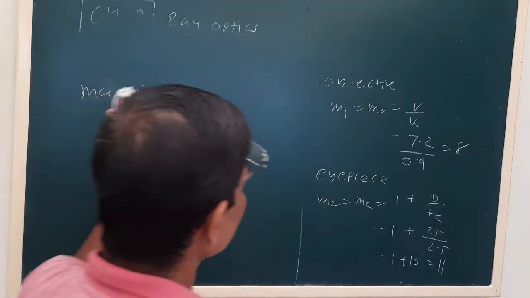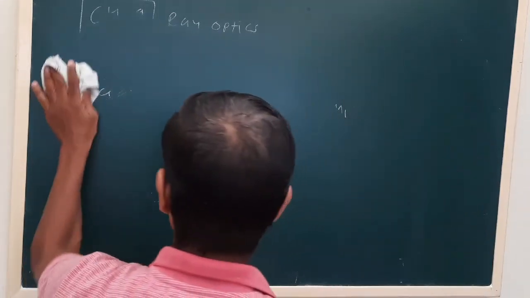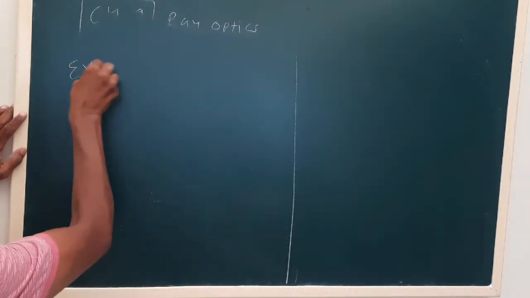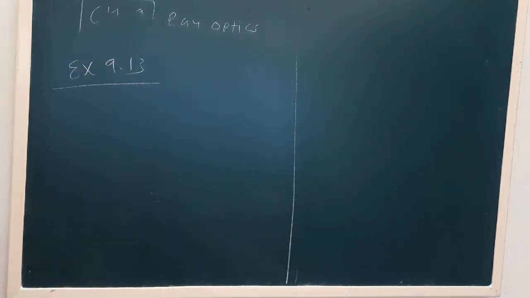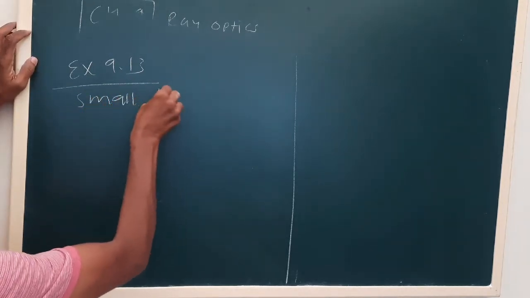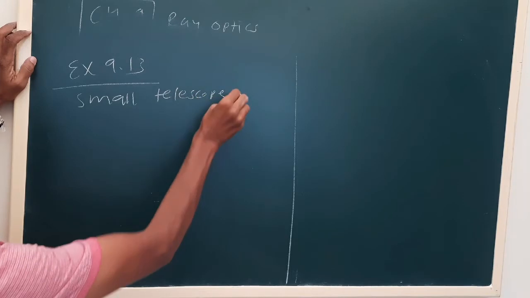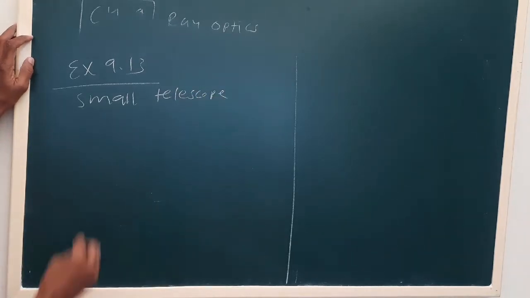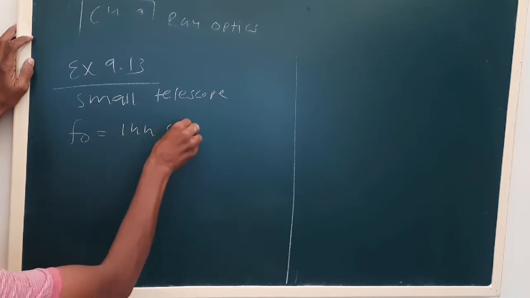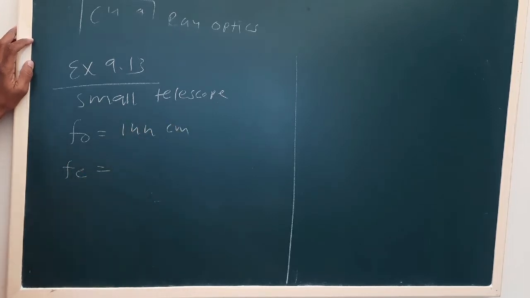Now next we have to take exercise number 9.30. Now see a small telescope is given. See objective focal length is 144 centimeter and eyepiece focal length is 6 centimeter. First we have to calculate magnification, also we have to calculate distance between two lenses.